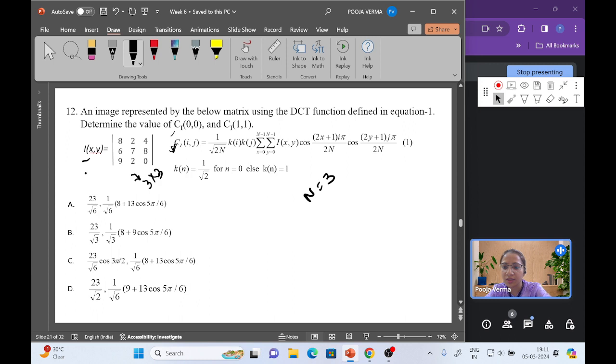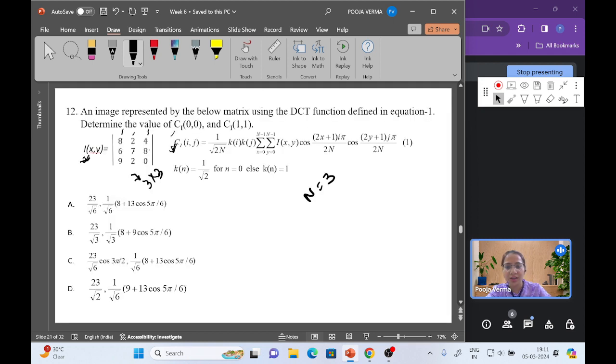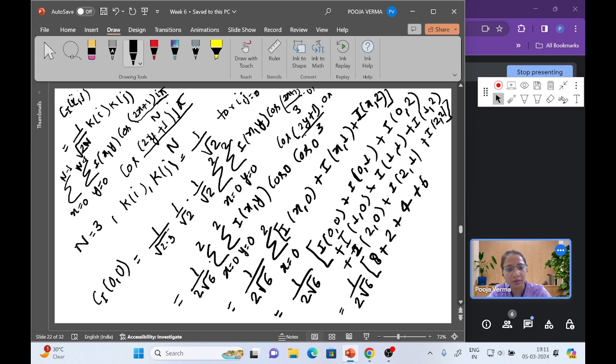So this is that matrix from where we need to find out that. This is I00, this is I01, I02, I10, I11, I12. This is the summation of all the components. So what is I00? 8, I01 is 2, I02 is 4. And what are I10, I11 and I12? 6, 7 and 8. So 6 plus 7 plus 8.